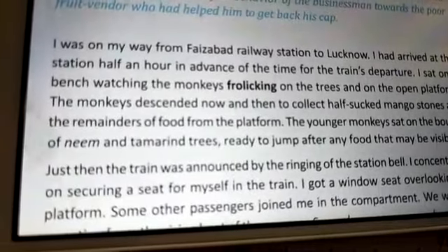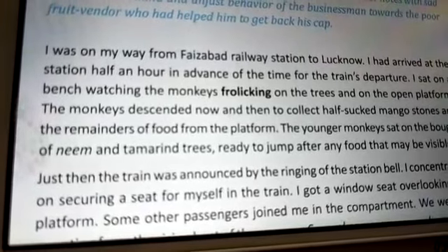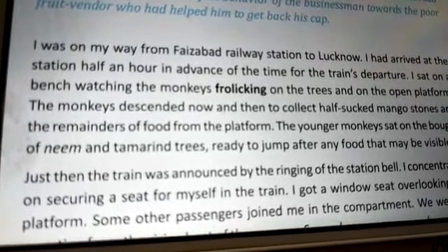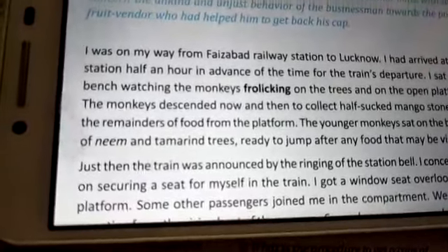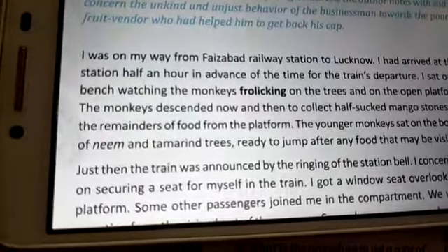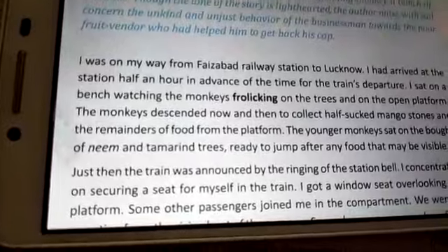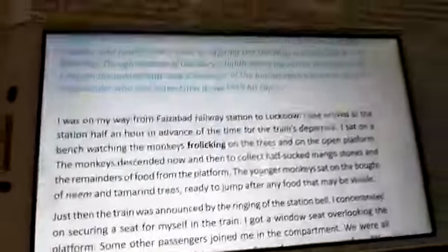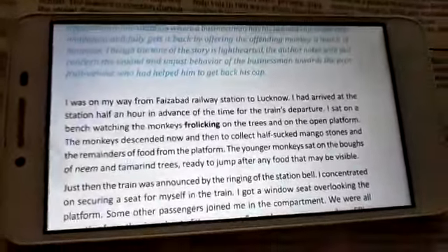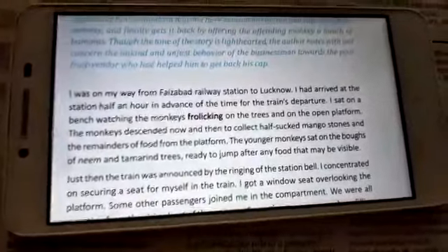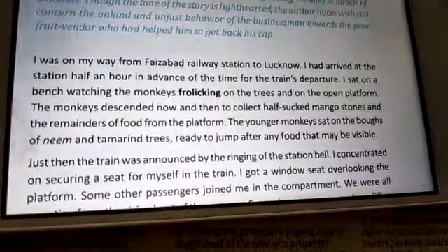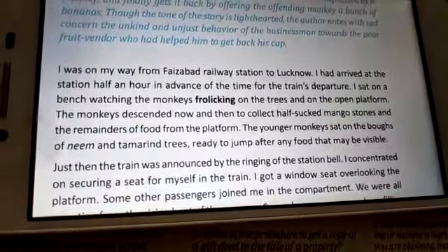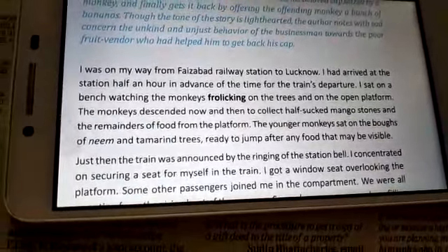I sat on a bench watching the monkeys frolicking on the trees. Frolic. What is frolic? Frolic is acting playfully, just playing. বাংলায় বলতে গেলে যেটা বলতে পারো চঞ্চলভাবে খেলে বেড়ানো. On the trees on the open platform. The monkeys descended now and then to collect half-sucked mango stones and the remainder of food from the platform.